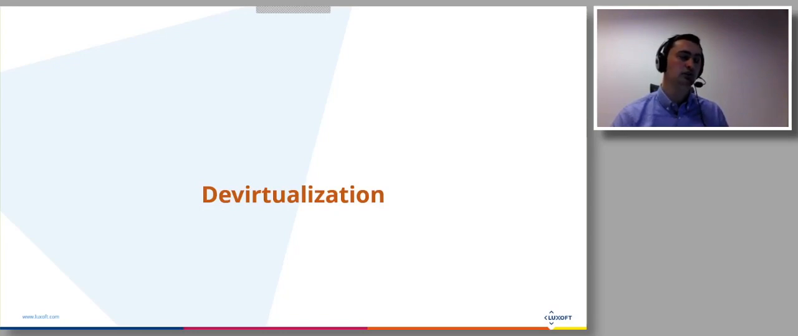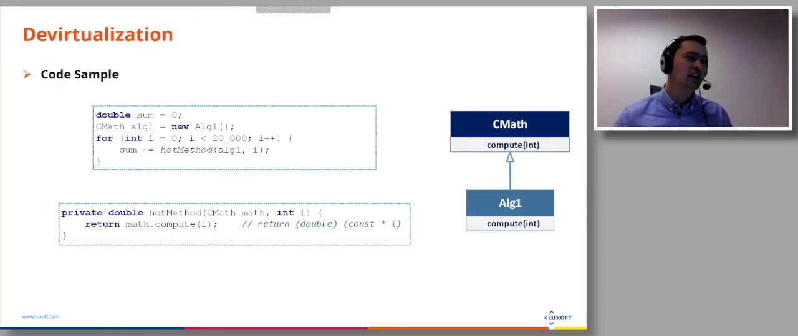It's very interesting to understand what happens under the hood in the case of these polymorphic calls by taking a look at this example. Let's suppose we have a base class, which is an abstract class with a compute method whose parameter is just an int, and it is extended by just one implementation. The implementation is ELG1. It extends CMath, the base class, and it defines the compute code for it.